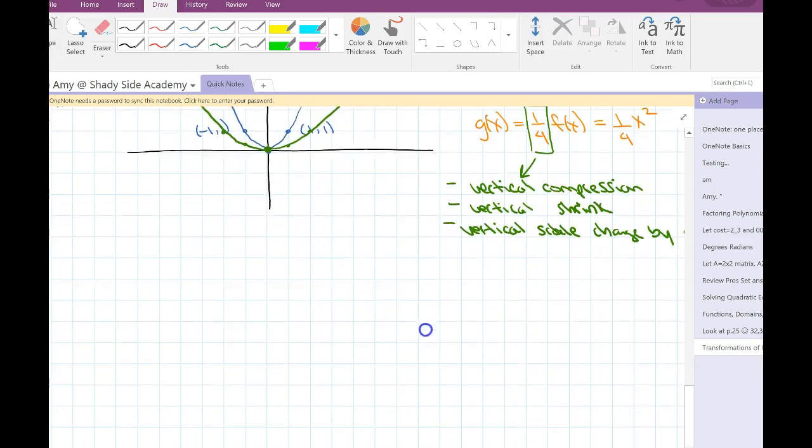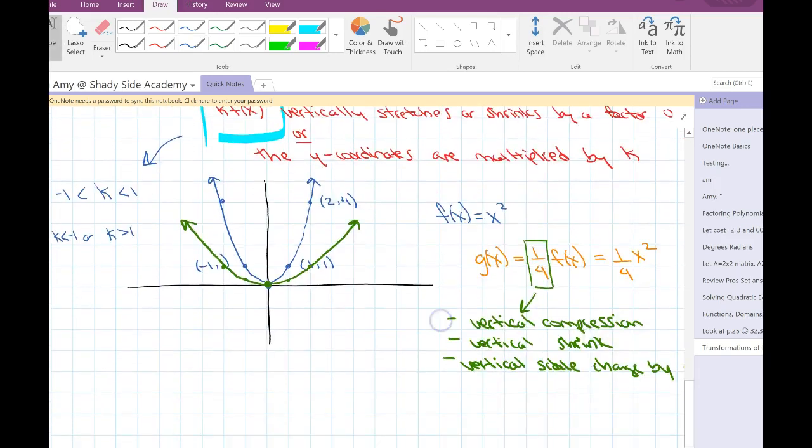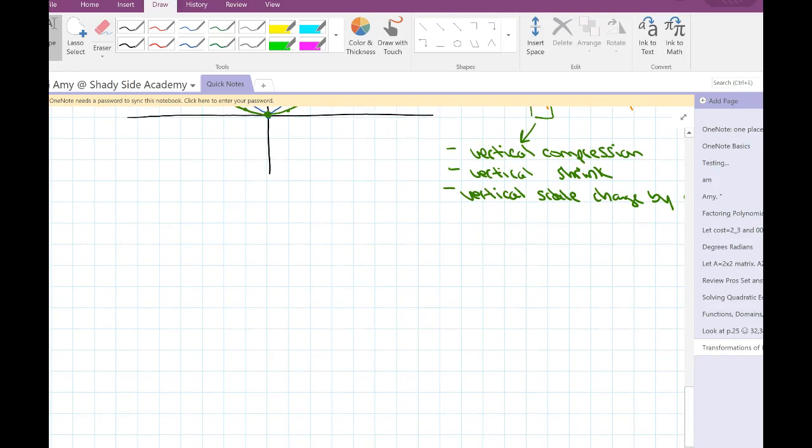Naturally, let's go to the last transformation, which is horizontal stretch or shrink. Horizontal scale changes, or again, horizontal stretches or shrinks.